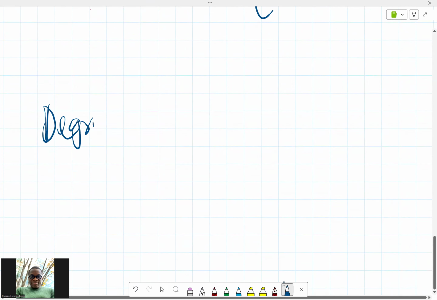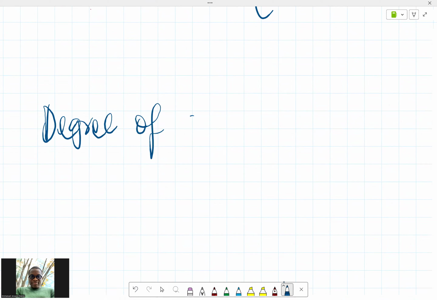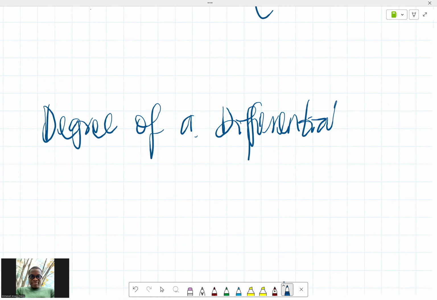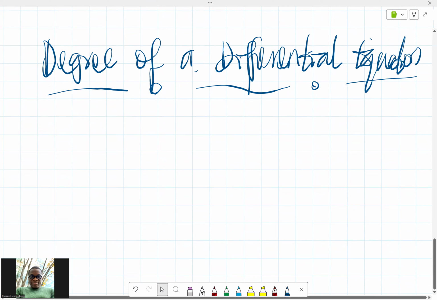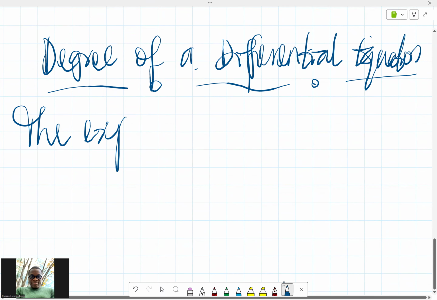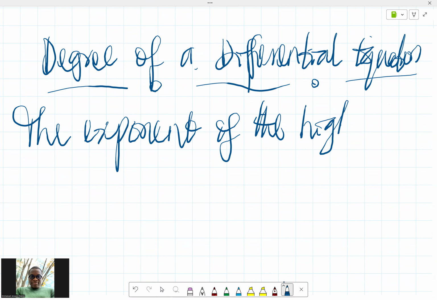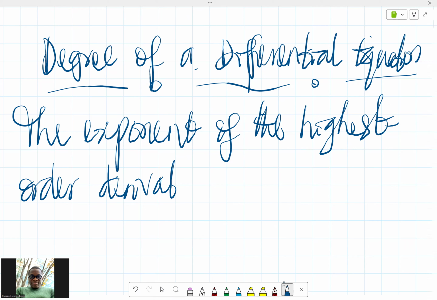Okay, so let's move ahead and talk about the degree. You have order, you have degree. For the degree of a differential equation, what should you be looking out for? Here, it is the exponent of the highest order derivative.